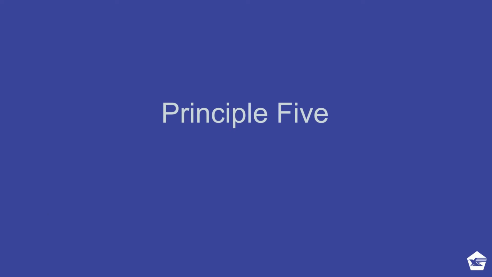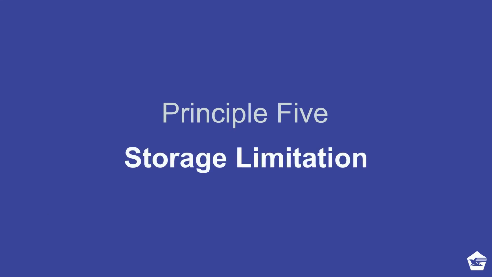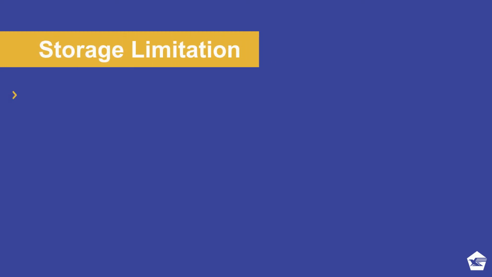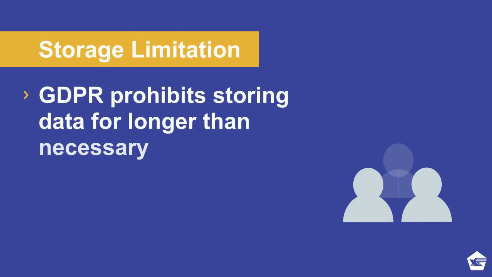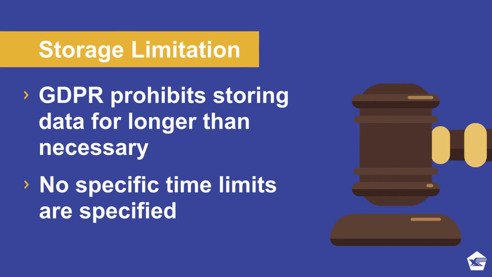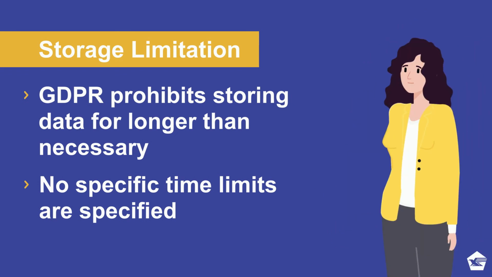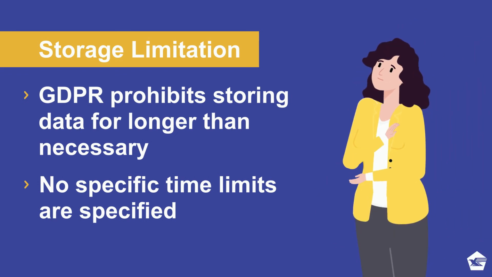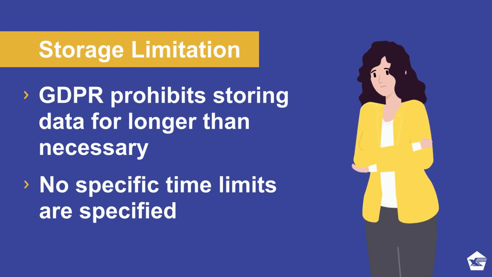The fifth principle is called the storage limitation principle. The GDPR prohibits organisations from storing data which can identify an individual for longer than necessary. Unfortunately, no specific time limits are specified within the legislation, so you should adhere to legal time limits or official guidance and consider the purpose for which you hold the information when deciding on how long to keep it.